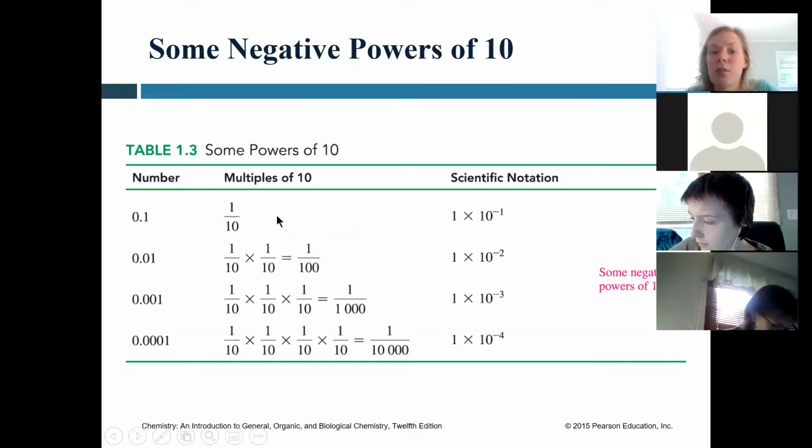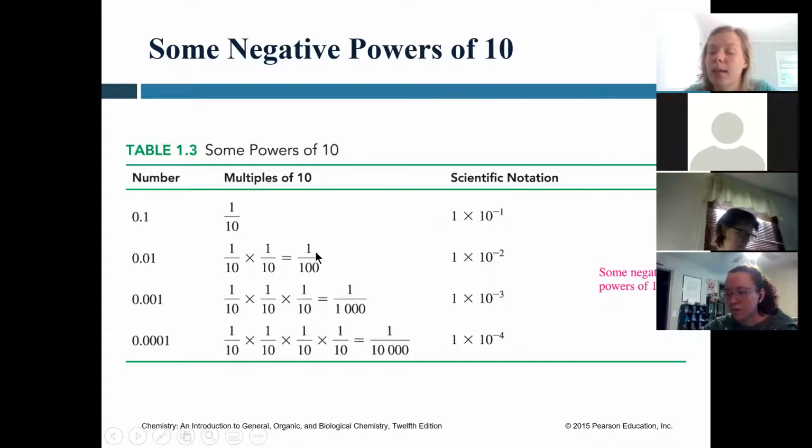We look at some of the inverse, or the negative exponents. Instead of taking it 1 times 10, we would do 1 divided by 10. Okay. When we have 1 times 10 to the negative 2, it's 1 divided by 10 times 1 divided by 10. Continuing on, the zeros will accumulate underneath the decimal bar.